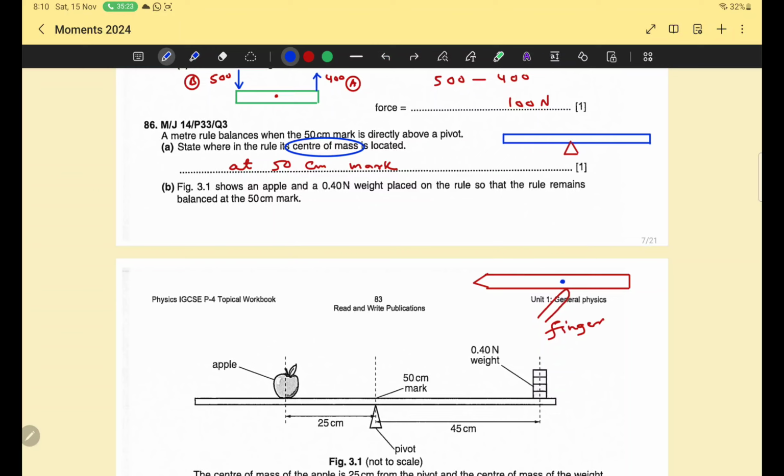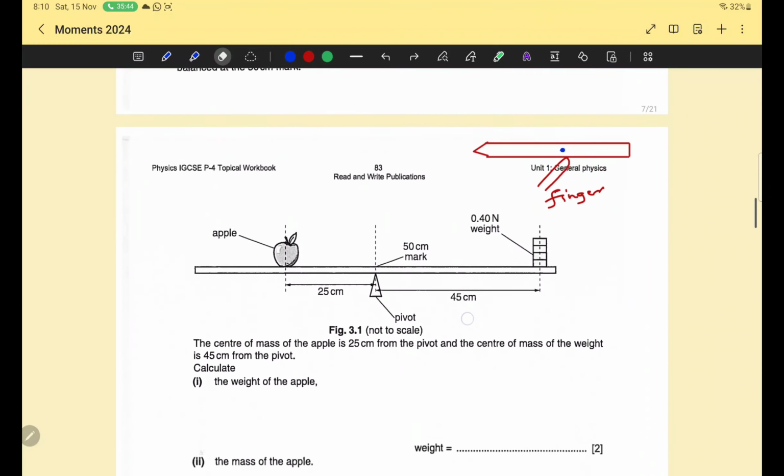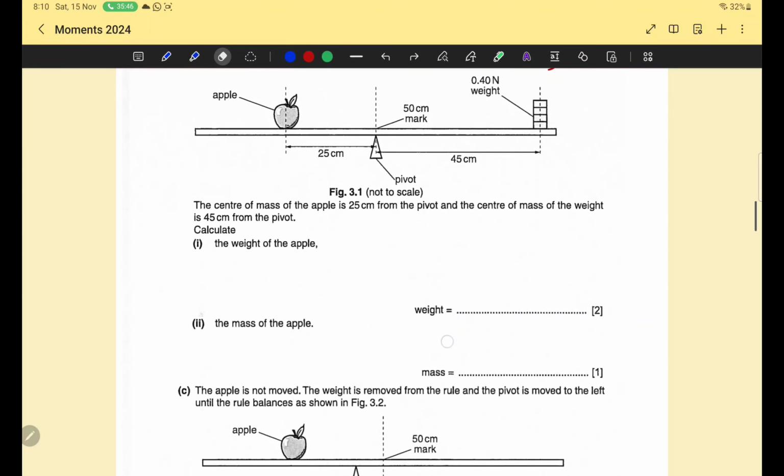तो इस क्वेश्चन में you are given the meter rule is balanced at 50 centimeter mark and now they are asking where is the center of mass located. तो सेंटर ऑफ मास वही होता है जहां पे ऑब्जेक्ट बैलेंस हुआ हुआ होता है। तो ऑब्जेक्ट is balanced at 50 centimeter mark, so its center of mass is also at 50 centimeter. And now we have a question. क्वेश्चन क्या है सर?